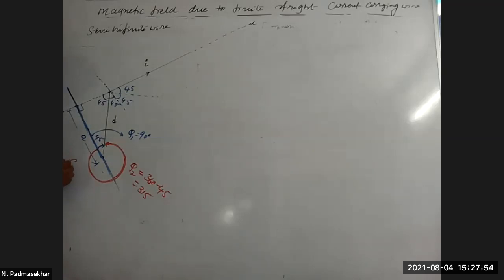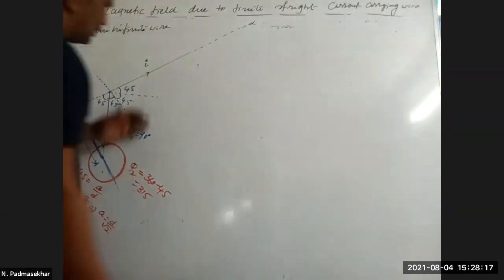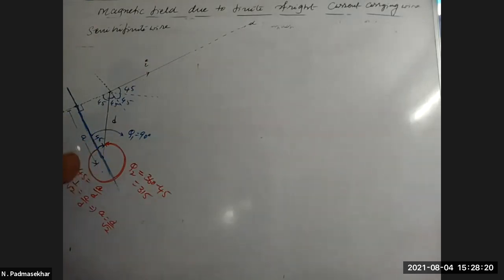This is cos 45 is equal to, cos 45 is equal to what is it? A by d. A by d. cos 45 means 1 by root 2 is equal to a by d. Now this a is equal to d by root 2. So a is equal to d by root 2.